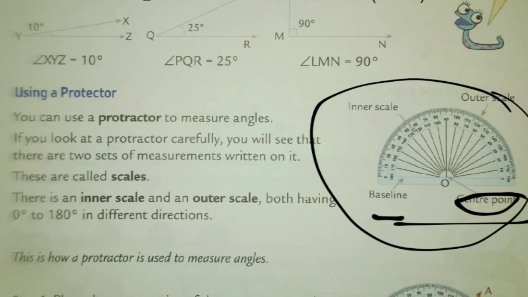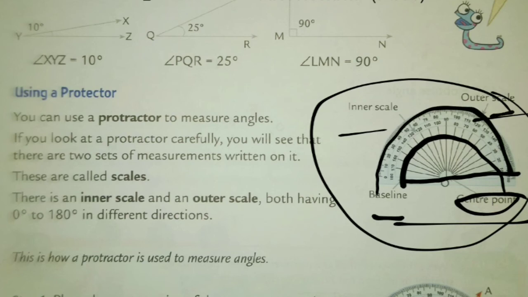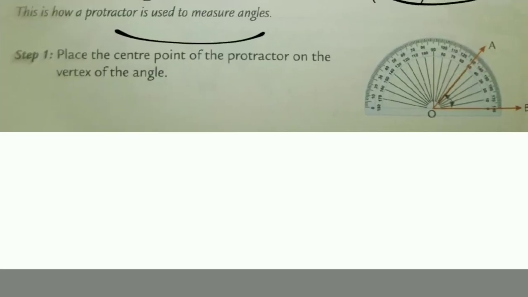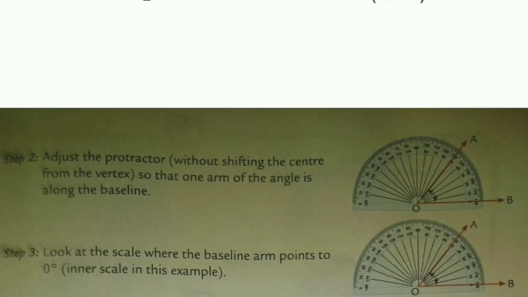See, first one, this is the baseline, and in this one two scales are there, inner and outer. Inner means started from the 0 to 180, and outer means again started from 0 to 180. So that will show the inner and outer scale. The protractor is used only for measuring the angles. Clear? So now in this also we can see that right angle, obtuse angle, acute angle.